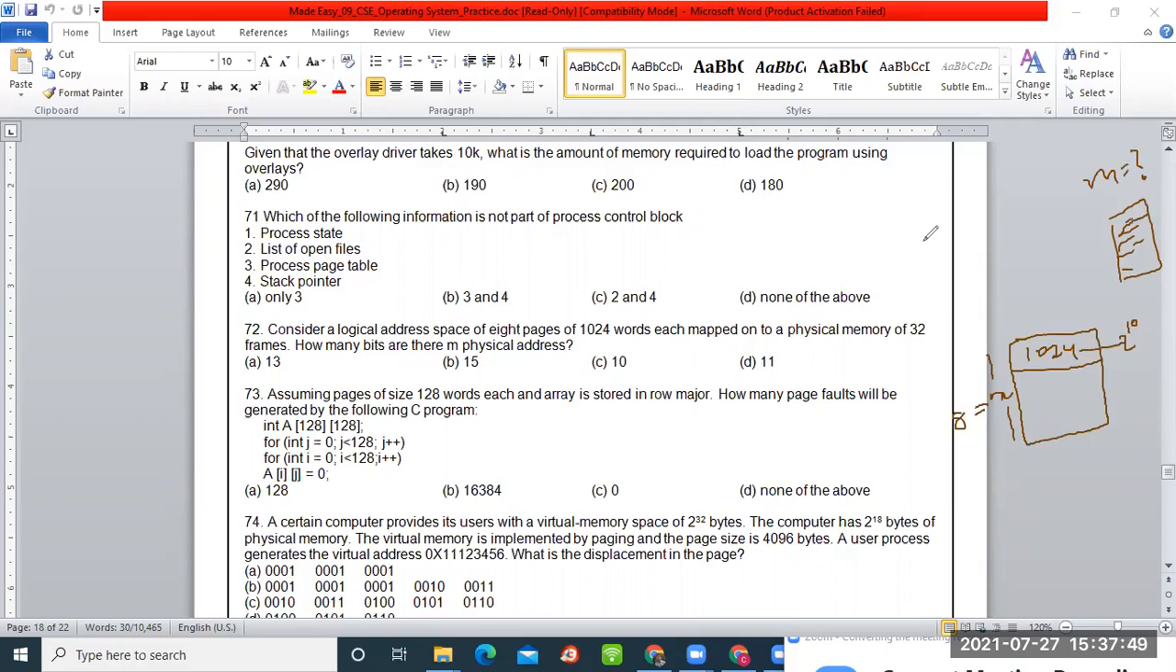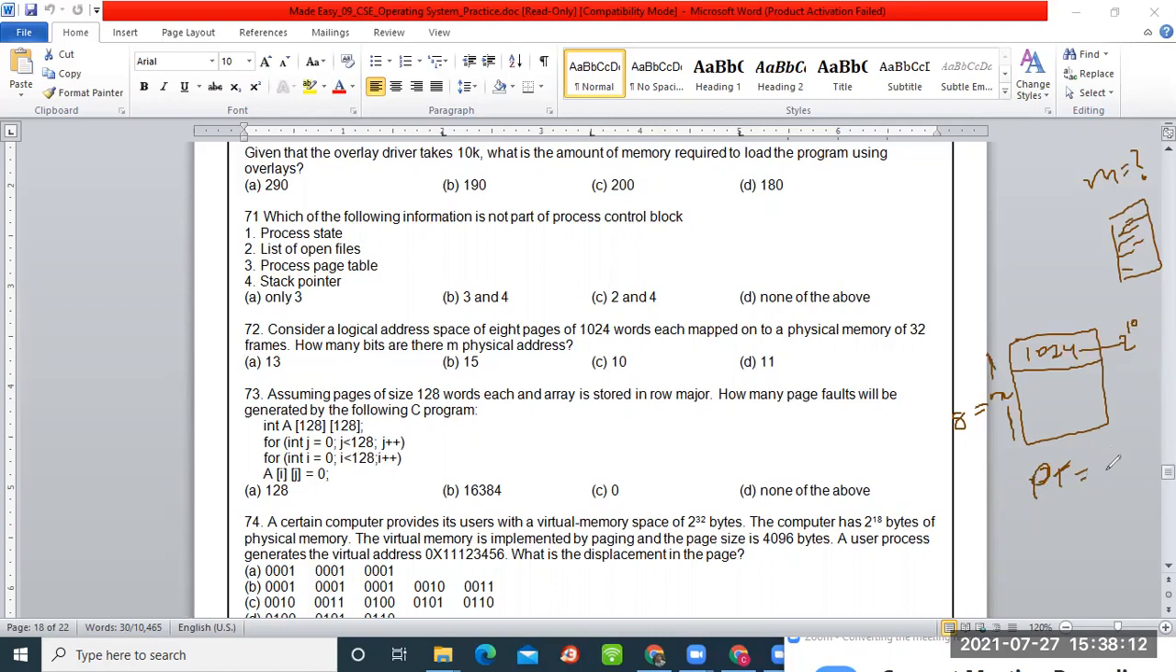So can I calculate the page table size? The number of pages is given and the number of words is given. Can I calculate the page size? Can I calculate the page table size? Yes or no? What will be the page table size?